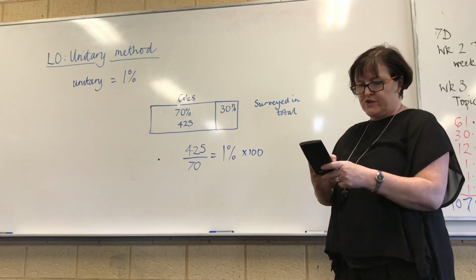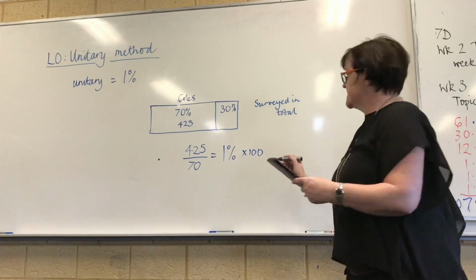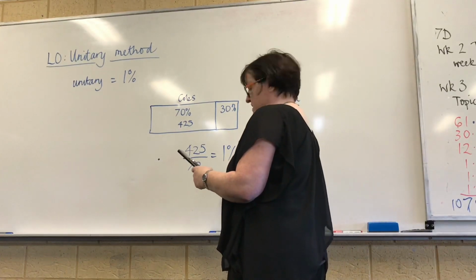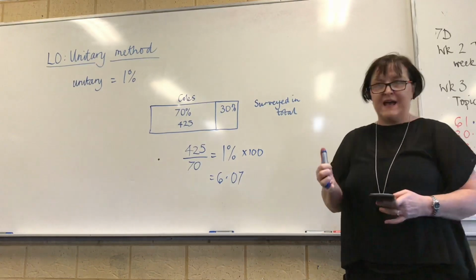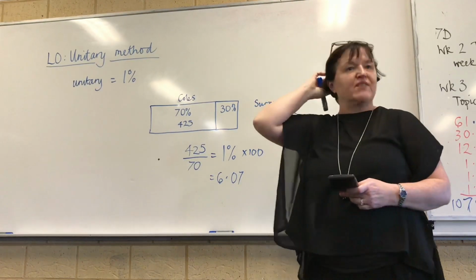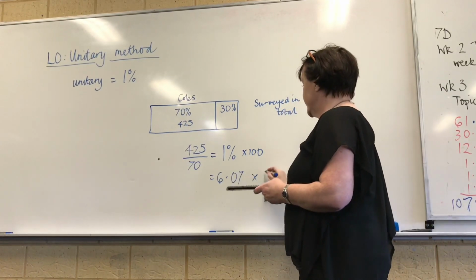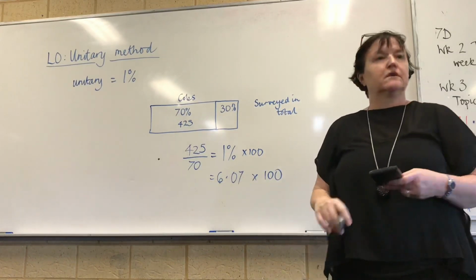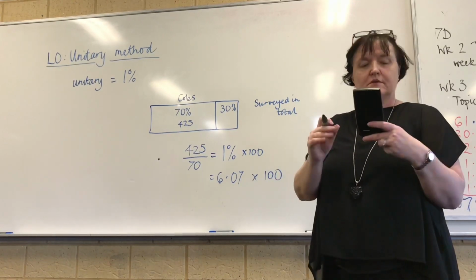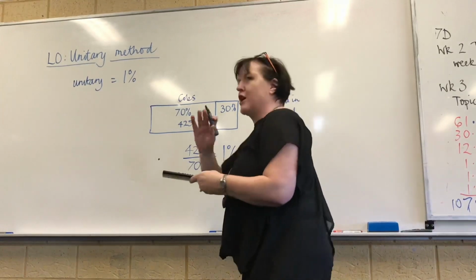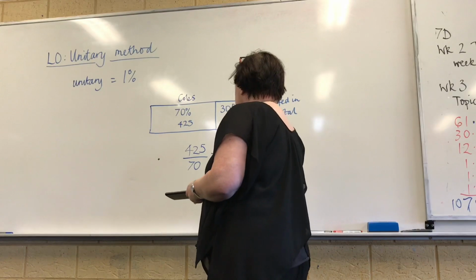So on your calculators, there will be a decimal. 425 divided by 70 is 6.07. Now, obviously, you can't have 6.07 of a person, can you? But if you times it by 100, you can get rid of that decimal, can't you? I know you've rounded it to 2 decimal places, so it comes to 607.